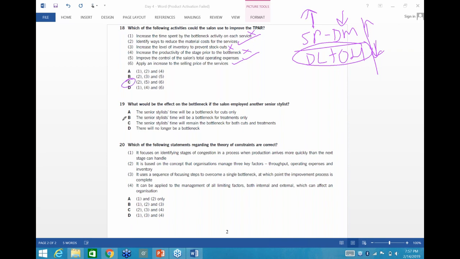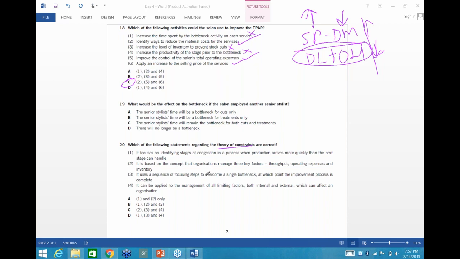Jump to question 20 a little bit. Which of the following statements regarding theory of constraints are correct? It focuses on identifying stages of congestion in a process when production arrives more quickly than the next stage can handle. Yes. So basically, it focuses on where I get stuck. That's the constraint. So again, answering that question which was asked.